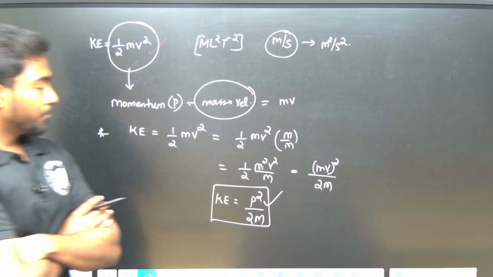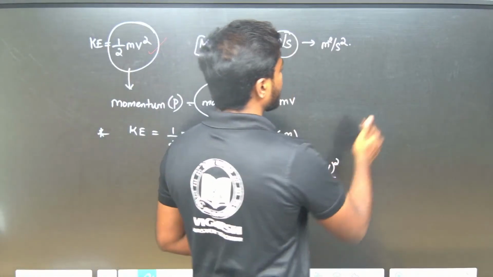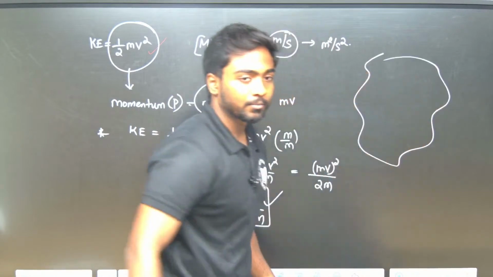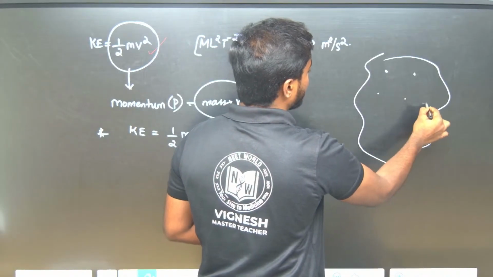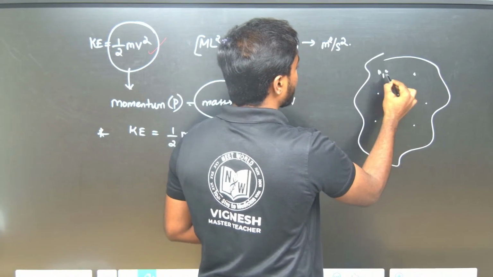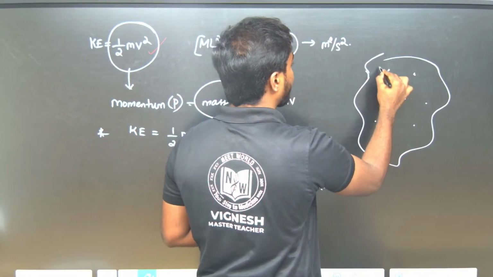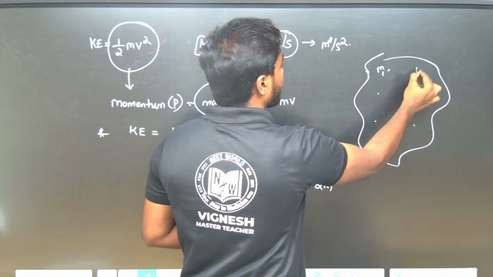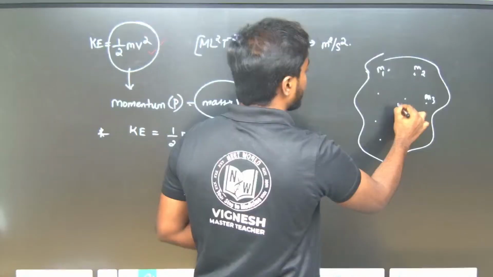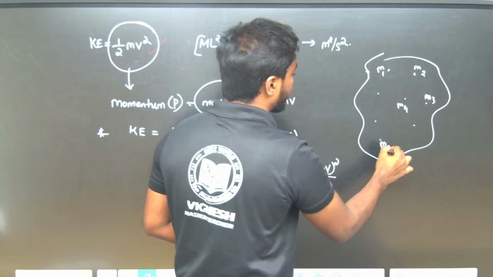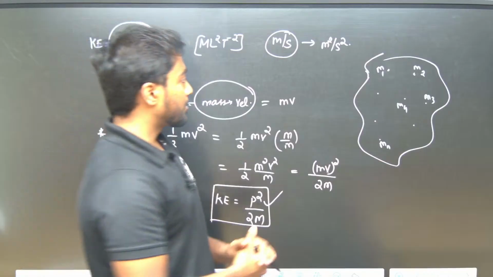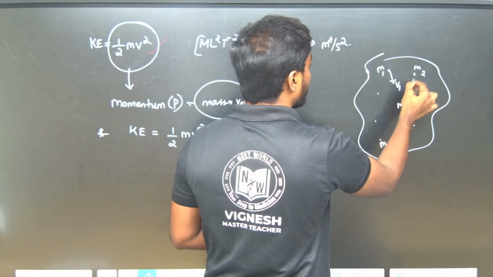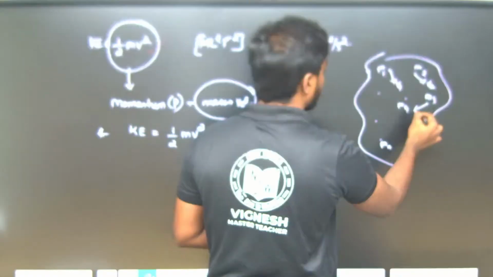Done. Now suppose I consider a system. In the system I will have n number of particles, of different masses, m1, m2, m3, m4 up to mn. Each particle will be moving with different velocities, that is v1, v2, v3, and so on up to vn, right?